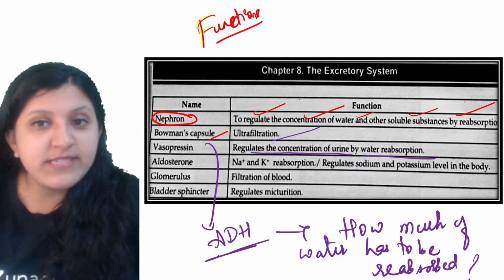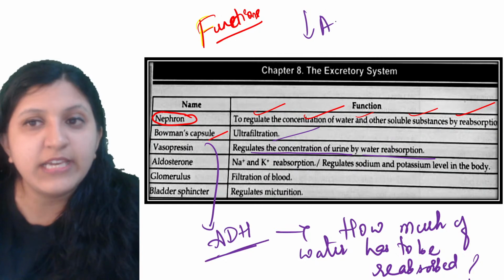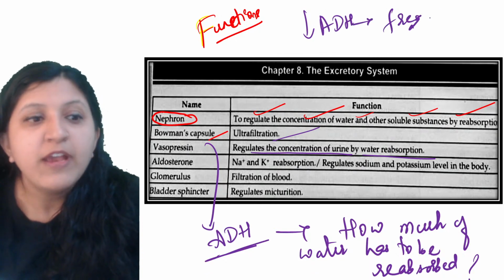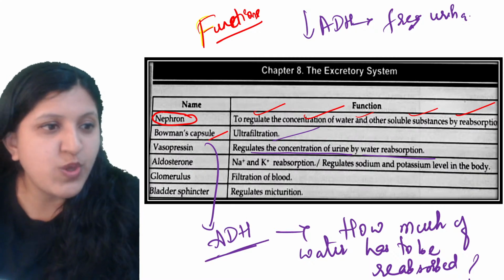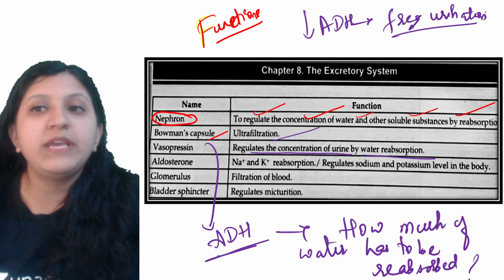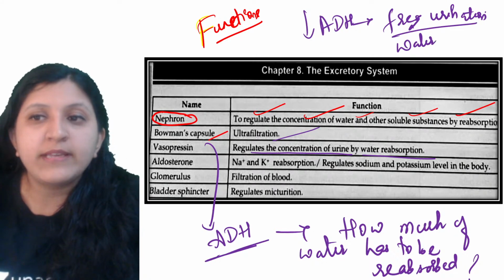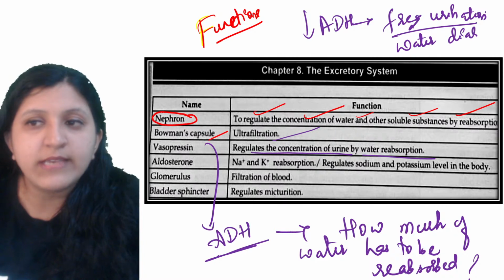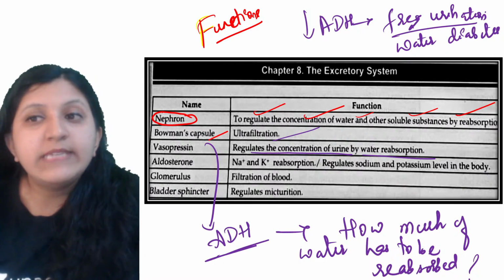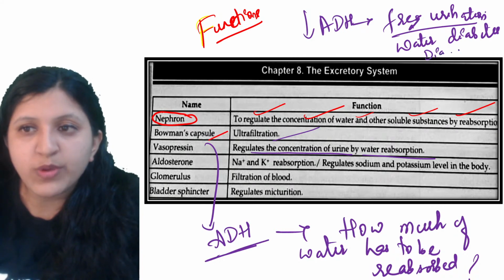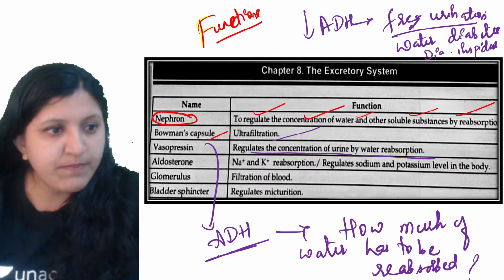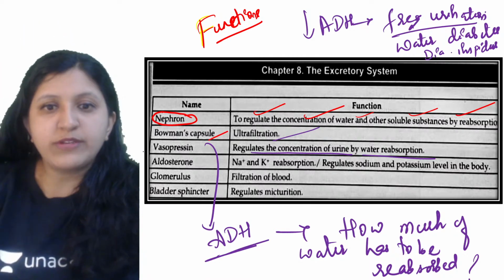What happens if there is a deficiency of ADH? Frequent urination can occur, as the reabsorption is not occurring. That means water diabetes. Water diabetes has occurred in them, or we can also call it diabetes insipidus. So this is with respect to the vasopressin hormone.